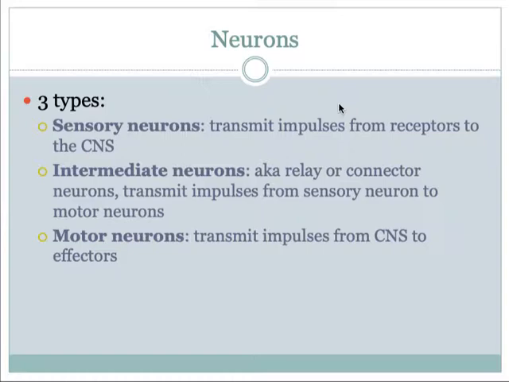There are three types of neurons, each with a different function. There are sensory neurons, which transmit impulses from receptors to the central nervous system. There are intermediate neurons, also known as relay or connector neurons, and these transmit impulses from sensory to motor. And then there are motor neurons, which transmit actual impulses from the central nervous system to the effectors.